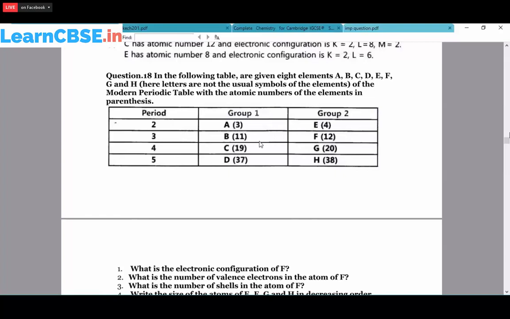Then we have to compare B and F. Both are present in the same period, so they have the same number of shells, three shells each. But in this case, the nuclear charge increases. In this case, there is less effective nuclear charge, so the pulling of the electrons will be decreased over here. So it has a bigger size.